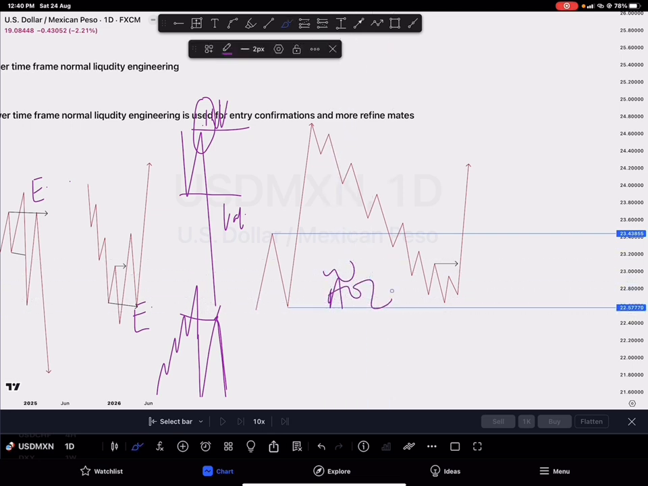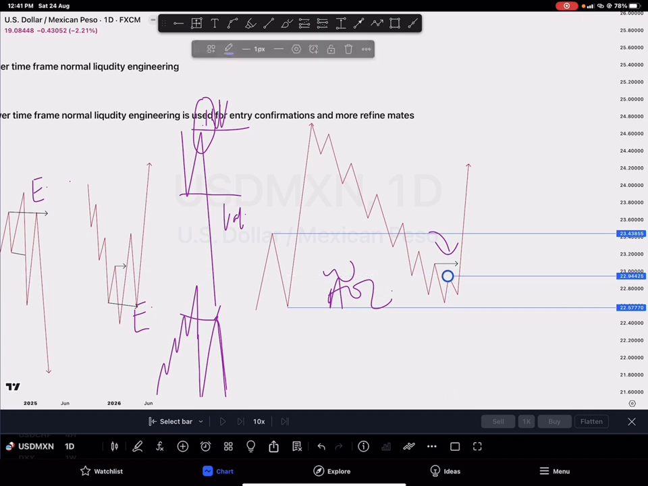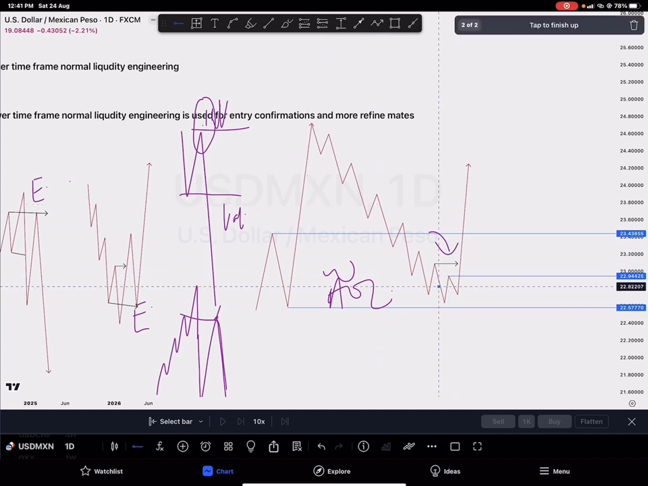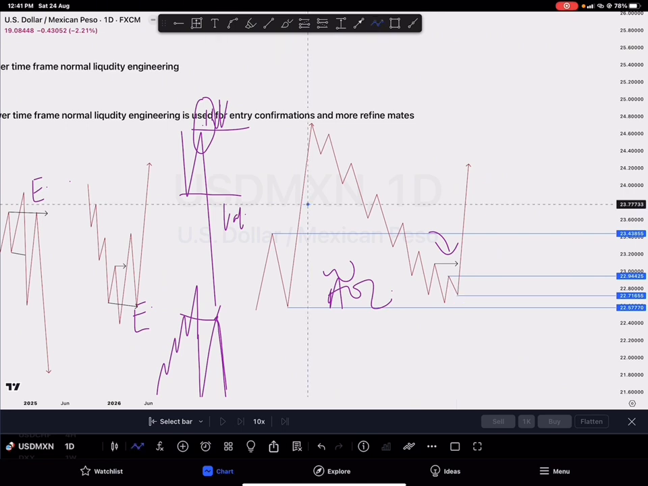So price came inside the weekly area of liquidity and performed a shift from the 4-hour time frame. After price performed a shift from the 4-hour time frame, price left this area of liquidity from the 4-hour time frame. So we know that we can't enter directly from the 4-hour area of liquidity, but what we are going to do is go to the 30-minute and look for the liquidity engineering available in it.